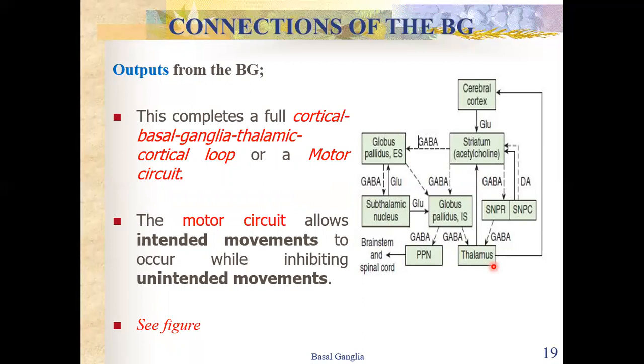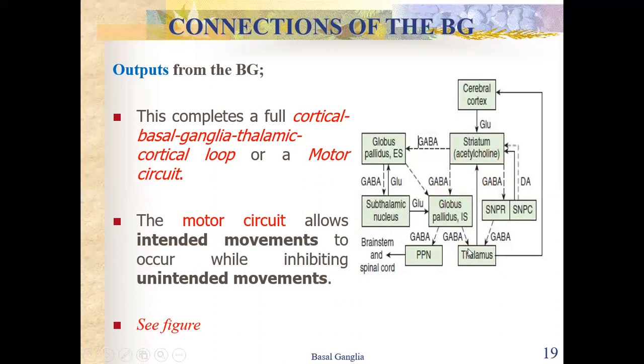And also I wanted to add something. There is also a GABAergic system that exists between the striatum, the globus pallidus internal segment, the substantia nigra pars reticulata, and the thalamus. You can see the GABAergic neurons present between all these structures, from the striatum to the globus pallidus internal segment, to the substantia nigra pars reticulata, and then feeding into the thalamus. So that is the GABAergic system here.